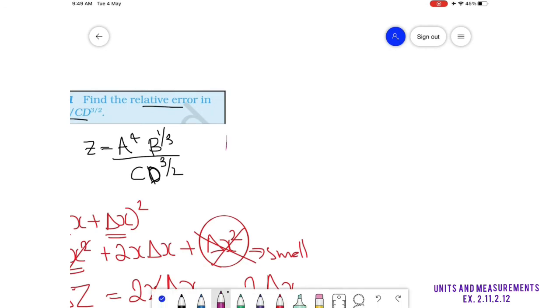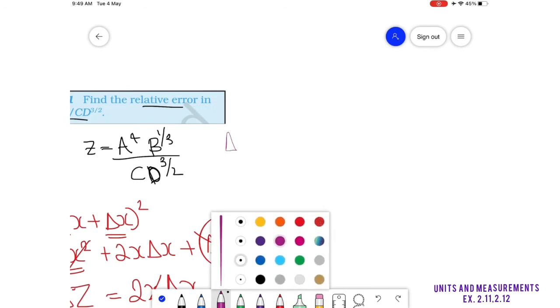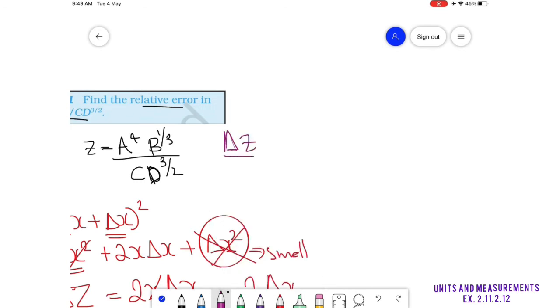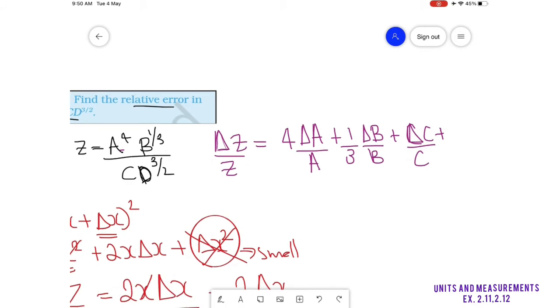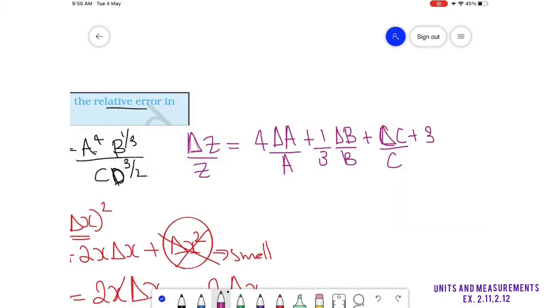So how do you solve this question? You get delta Z by Z, that is the relative error, equal to 4 times delta A by A. We know in the case of multiplication and division, we have to add the errors. We're writing the power down in the form of a constant here. So plus 1 by 3 delta B by B, plus C: the power here is 1, so it will be delta C by C. D has a power 3 by 2, so it becomes plus 3 by 2 delta D by D. So this is the solution.